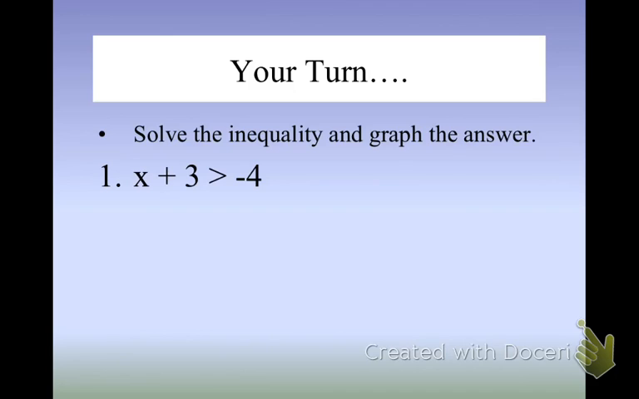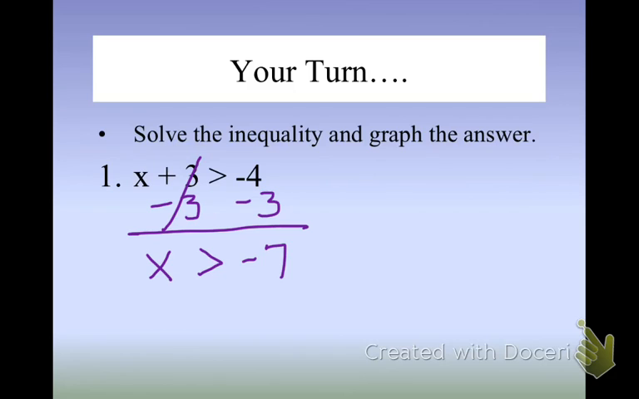Okay, we want to undo addition. And I treat it just the same way. Bring down the symbol. -4 minus 3 is -7.